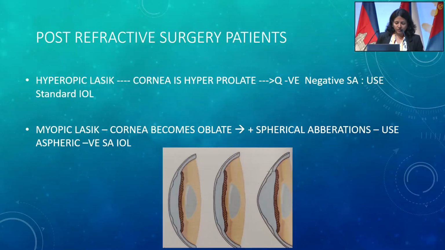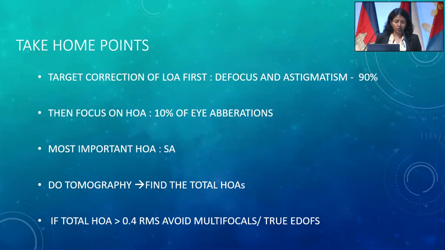So I already spoke about the cornea after refractive surgery. Just take home points. Target correction of the lower order aberrations first. Defocus and astigmatism we have to have perfected. Then focus on the higher order aberrations. The most important higher order aberration that we need to look at is the spherical aberration. Do a tomography and find the total amount of higher order aberrations. If the higher order aberrations are more than 0.4 RMS, then you should avoid multifocals or the true EDOFs.